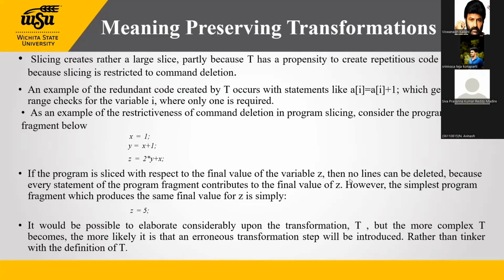As an example of the restrictiveness of command deletion in program slicing, let us consider the program fragment mentioned below. Let us initiate with a variable x and assign a value 1, then another variable y assigned the expression x plus 1, and then z equal to 2 times y plus x. If the program is sliced with respect to the final value of the variable z, then no lines can be deleted, because every statement of the program fragment contributes to the final value of z.